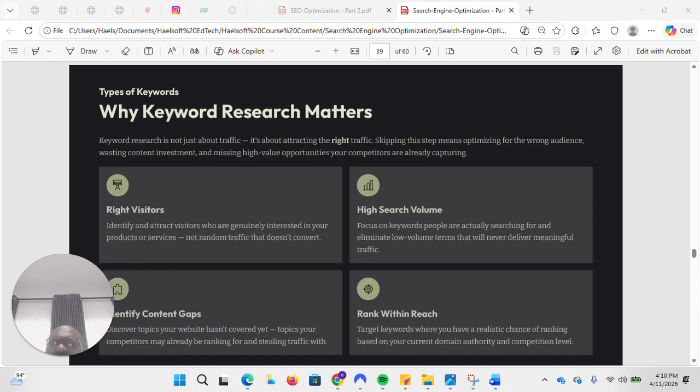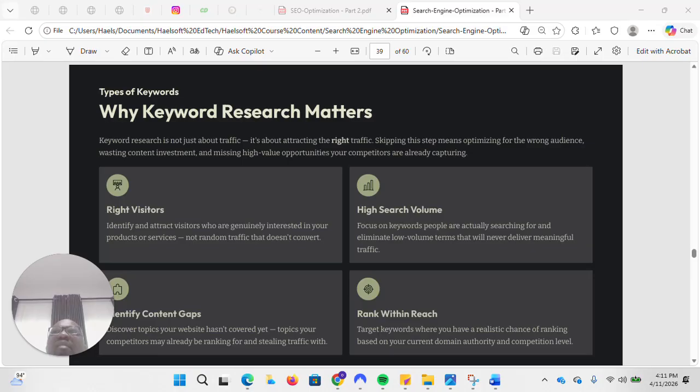And the next thing you have to look into is why keyword research matters. Keyword research is extremely important. It's not just traffic, it's about attracting the right traffic. One thing you need to understand about this is that skipping this step means optimizing for the wrong audience, wasting content investment, and missing high value opportunities your competitors are already capturing. You understand? So it's about attracting the right traffic, which can also be said as attracting the right audience.